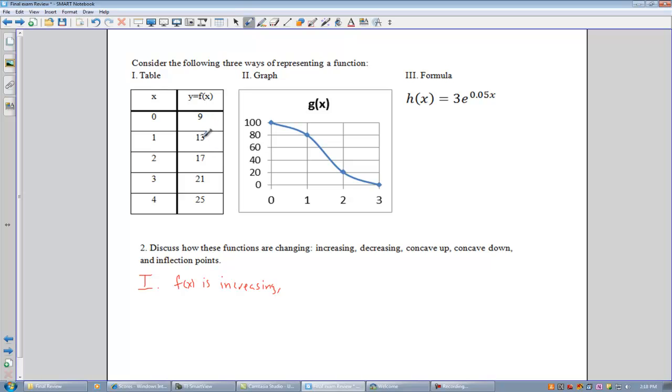If you go from 9 to 13, you simply add 4. And if you add 4, you get to 17. If you add 4, you get to 21. If you add 4, you get to 25. So this is actually a linear function. So we know f of x is increasing. And we also know then, and it is neither concave up or concave down, because it is linear.